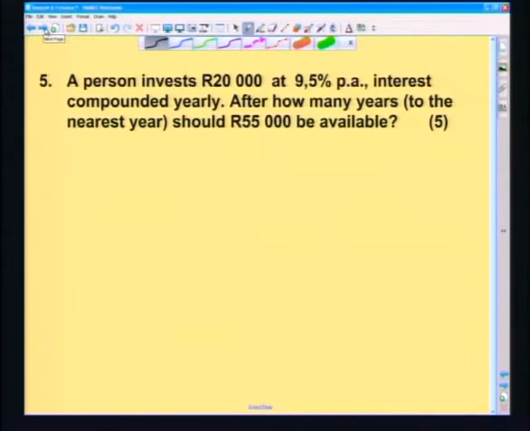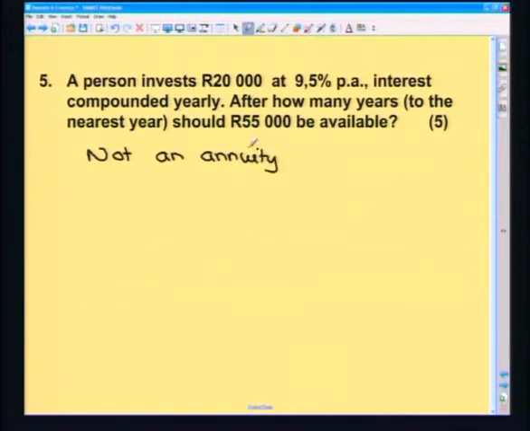Okay, a person invests $20,000 at 9.5% per annum, interest compounded yearly. After how many years to the nearest year should 55,000 rand be available? Now please note, this is not an annuity. Why is that? Well, we can see that there's only one amount being invested. We're not doing a monthly or a yearly or any other regular interval of time investment. It's once off and we're putting it in.